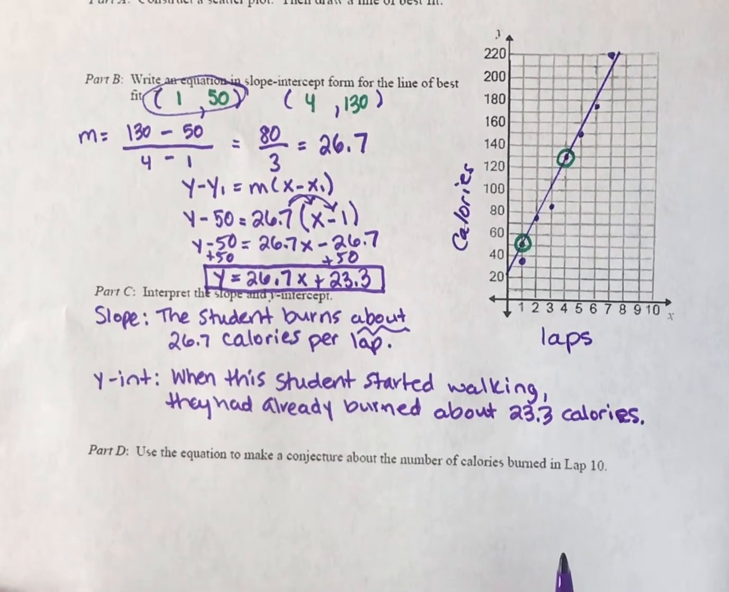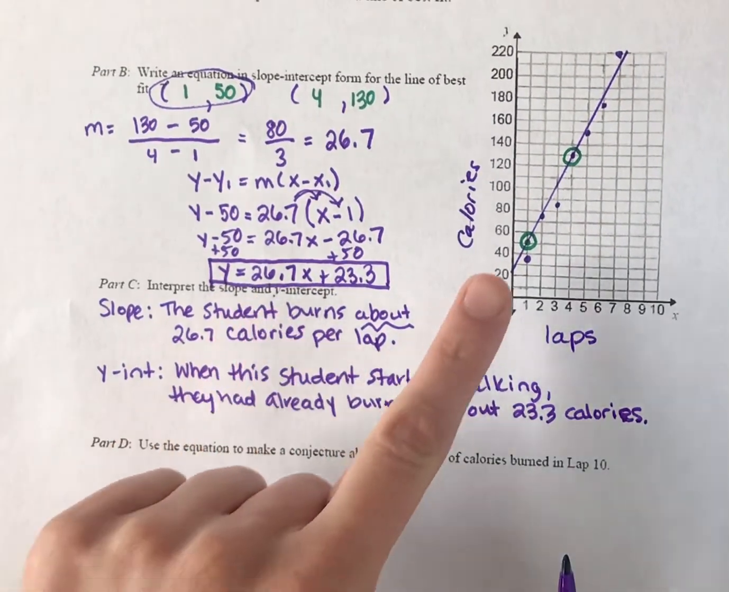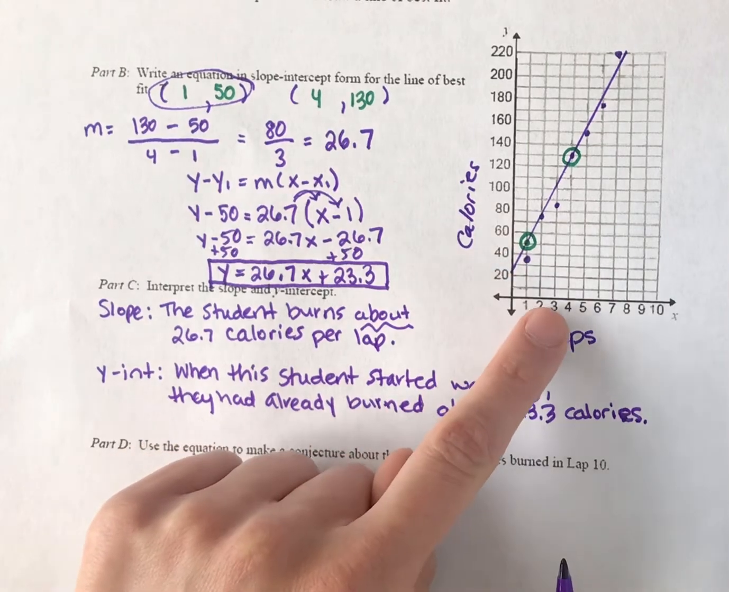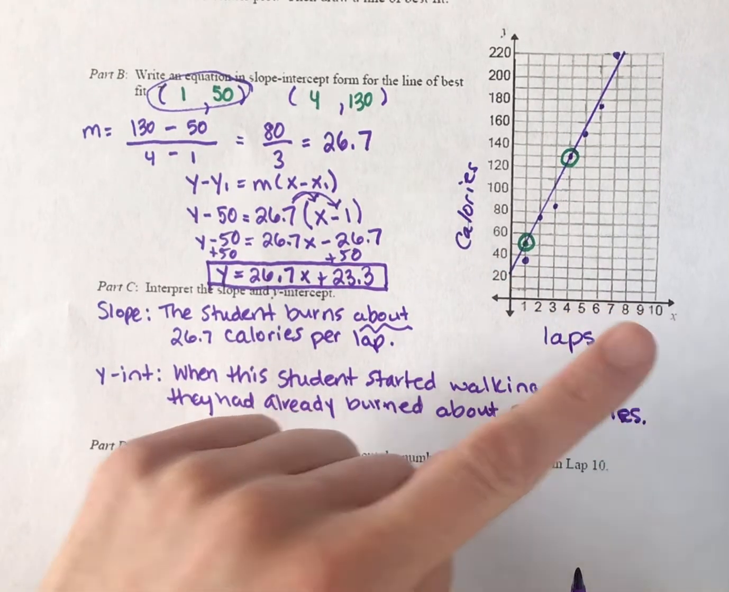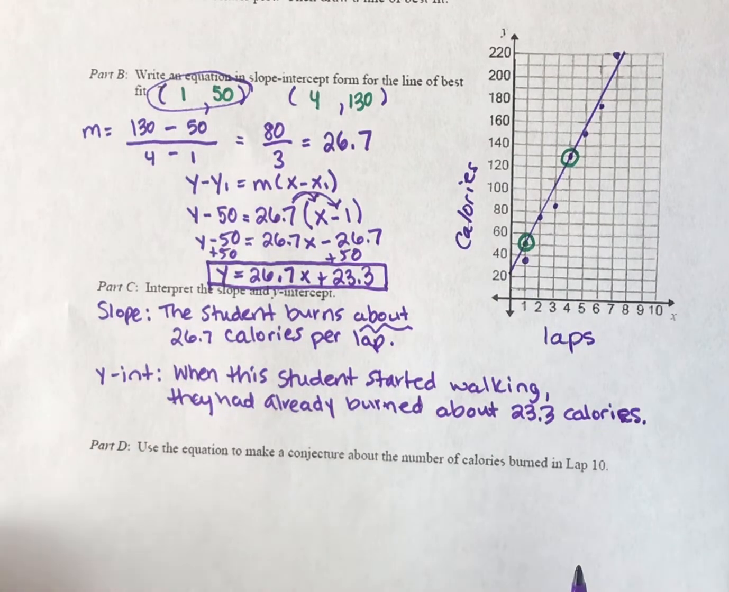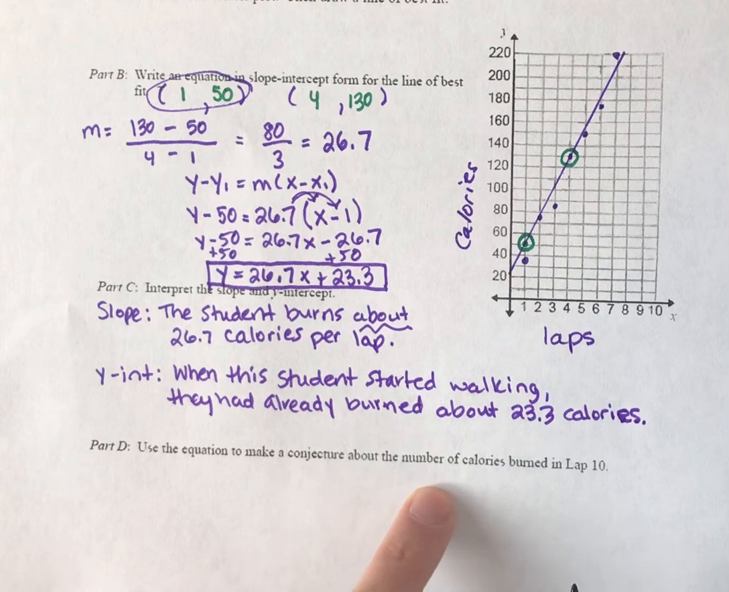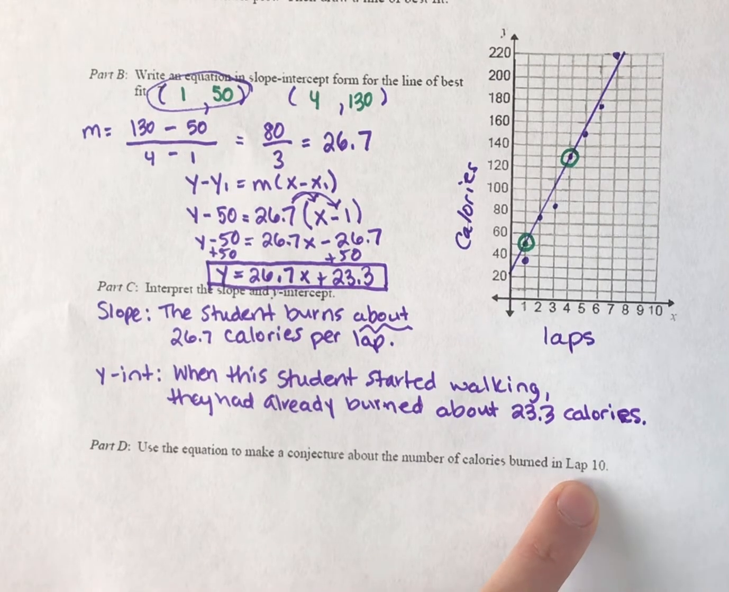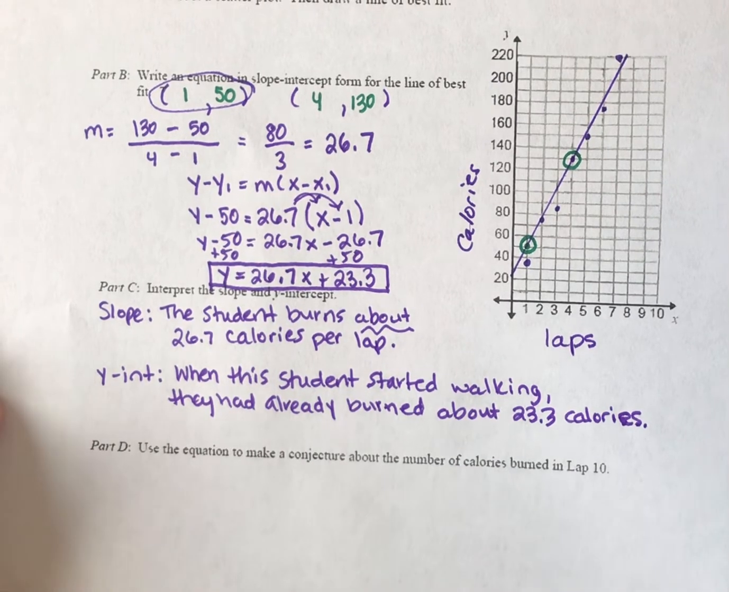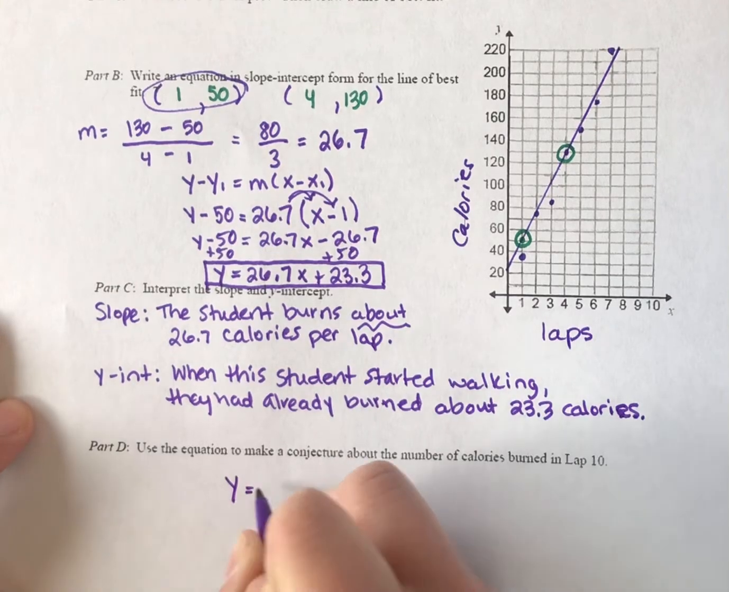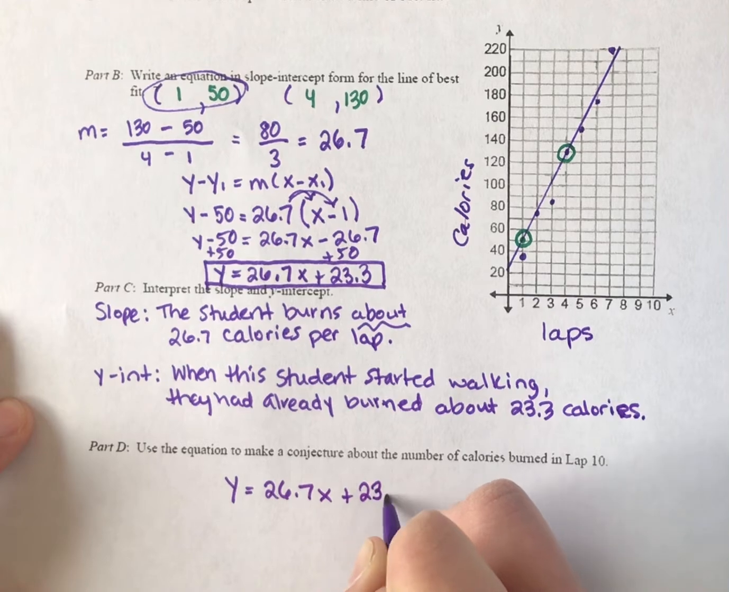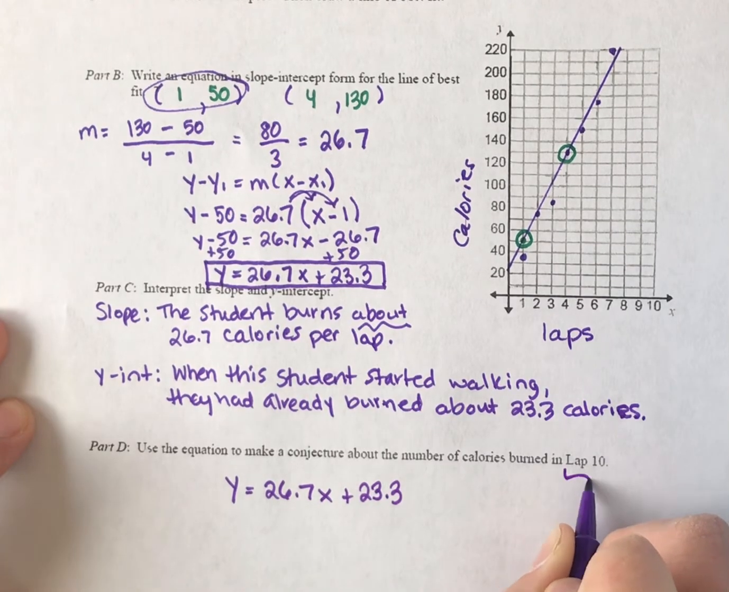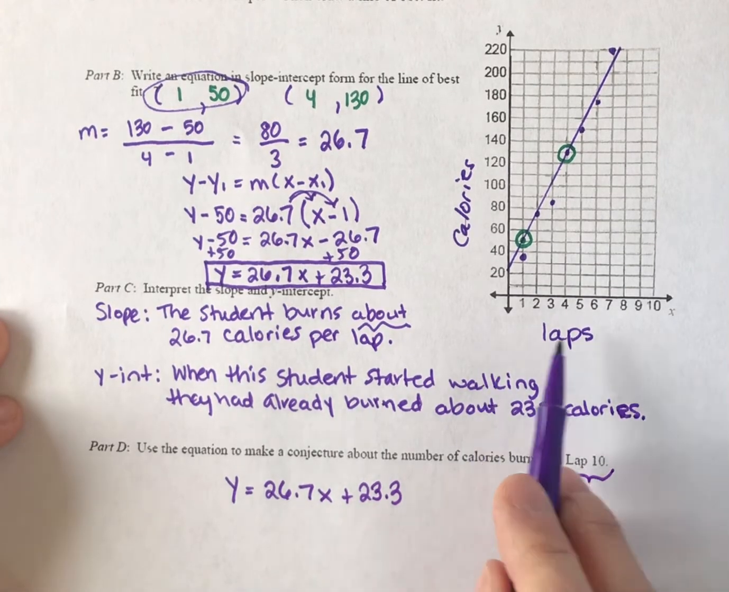So what I can finally do is use this equation and make predictions about, well, what happens on the 8th lap or the 9th lap or the 10th lap? Or what if this person walked for 20 laps? How many calories would they burn? So part D says, use the equation to make a conjecture or a prediction about the number of calories that they could burn in lap 10. So here's my equation. Y equals 26.7x plus 23.3.